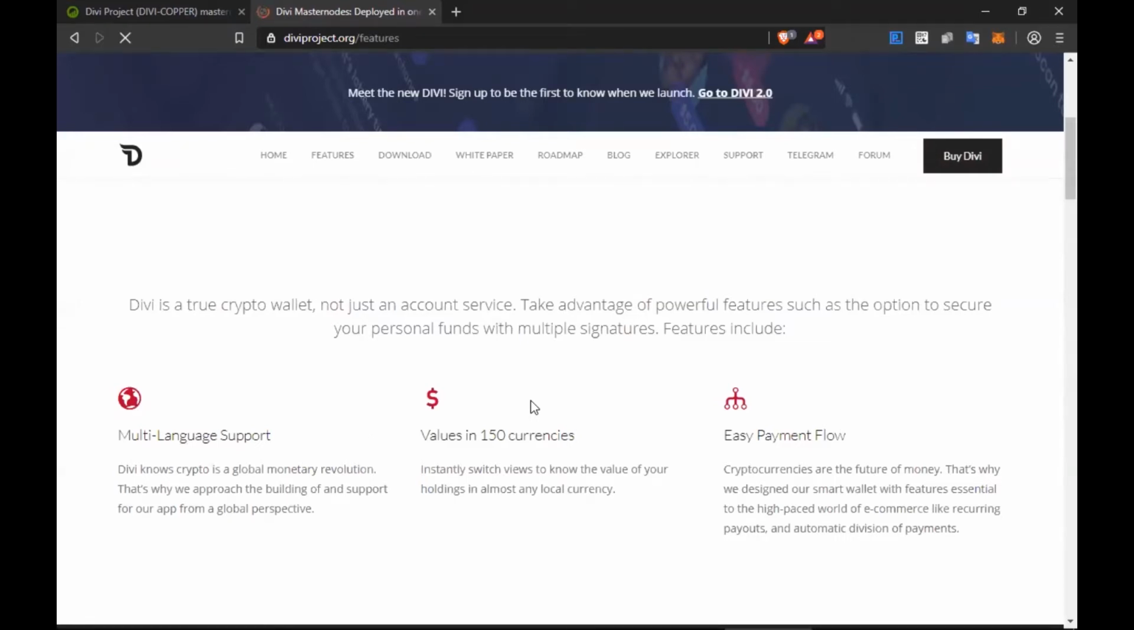Okay, and how much Divi do you need to stake within the Divi network? You need just 10,000 Divi. Okay, 10,000 Divi. You run it on your desktop wallet, you are staking, up and running.